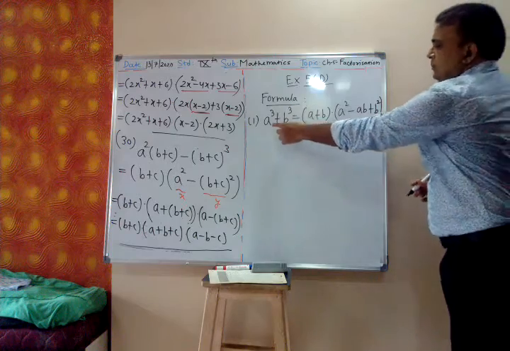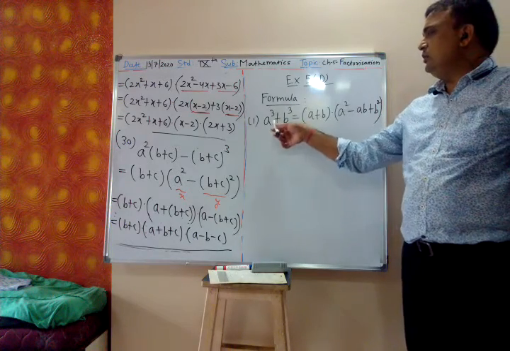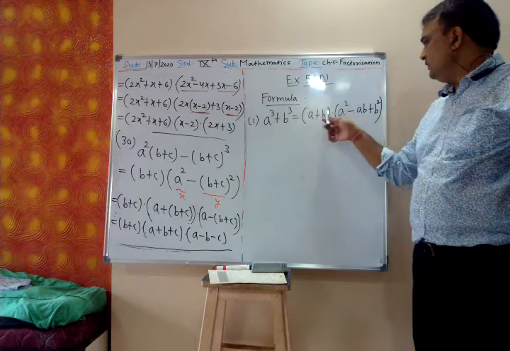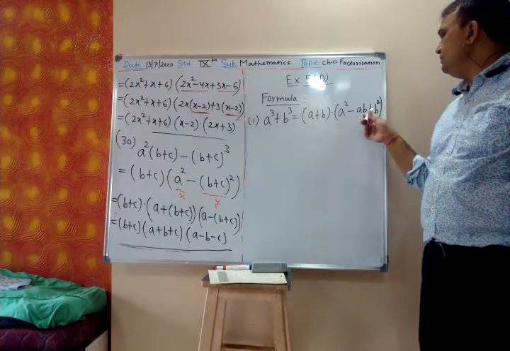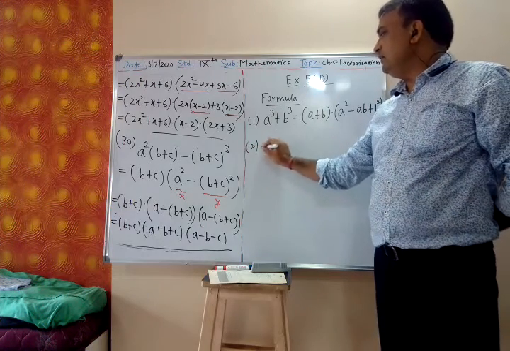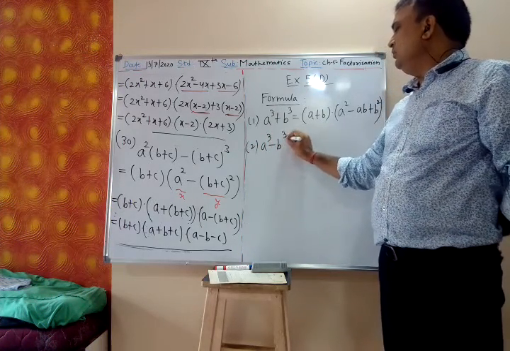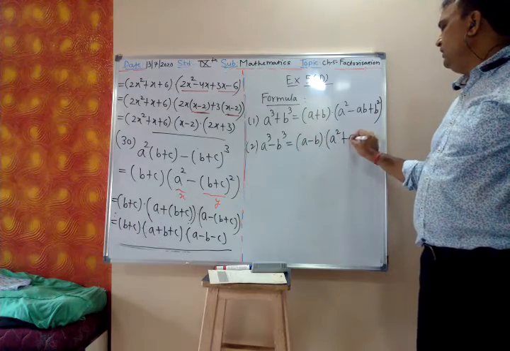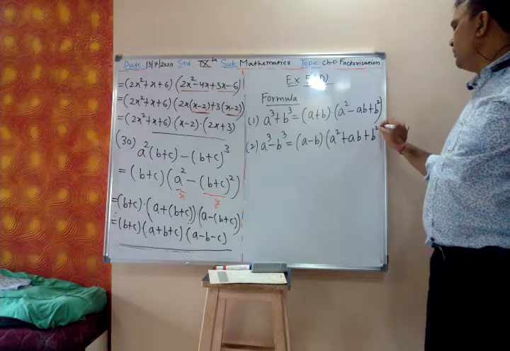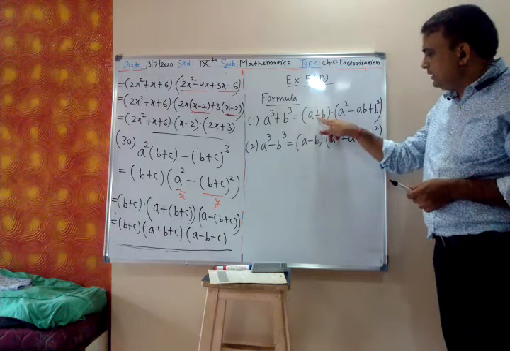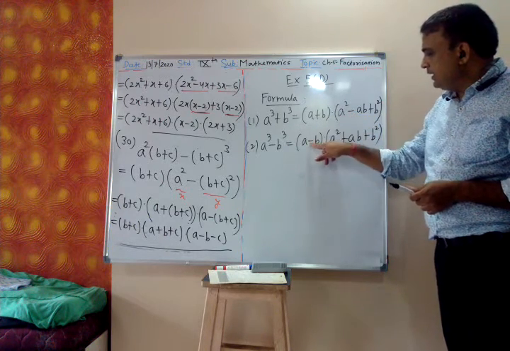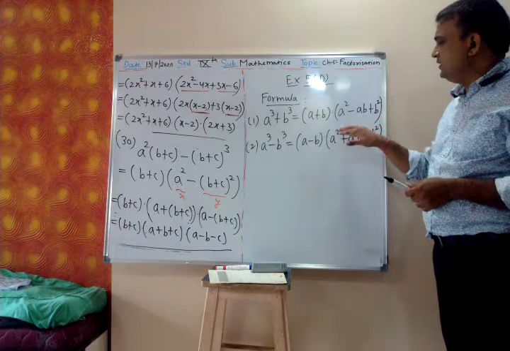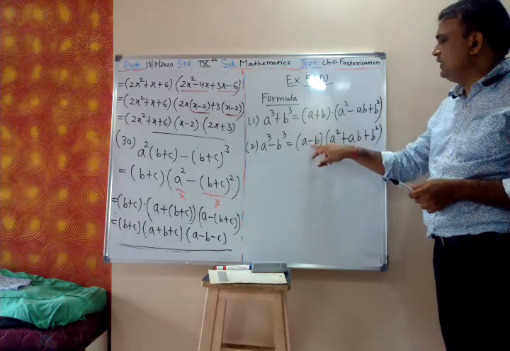a cube plus b cube is a plus b into a square minus ab plus b square. Then second, a cube minus b cube is a minus b into a square plus ab plus b square. This we have already seen in the expansion. Only you have to remember that whenever it is plus, it will be minus, and whenever it is minus, it is plus, along with ab. In the second bracket, the sign changes.